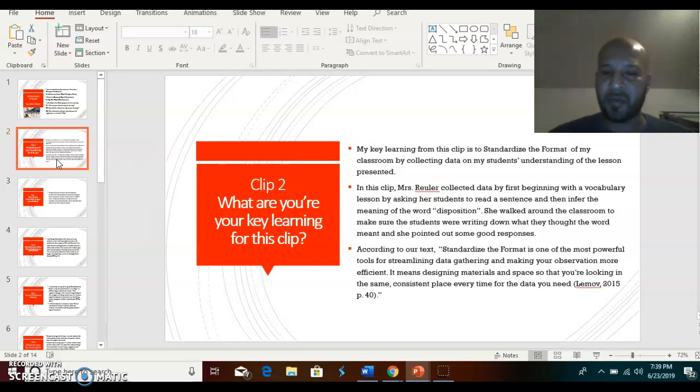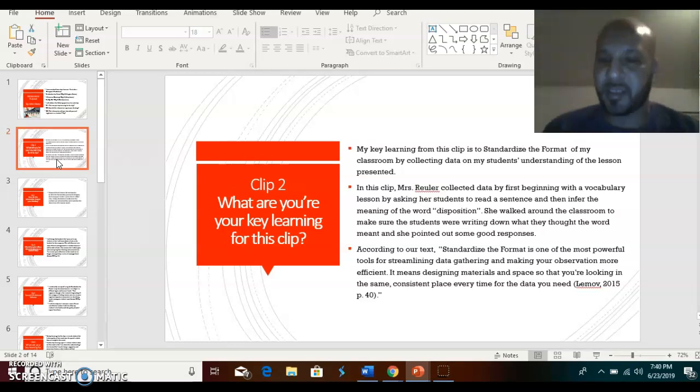In this clip, Ms. Ruler collected data by first beginning with a vocabulary lesson by asking her students to read a sentence and then infer the meaning of the word disposition. She walked around the classroom to make sure the students were writing down what they thought the word meant, and she pointed out some good responses.